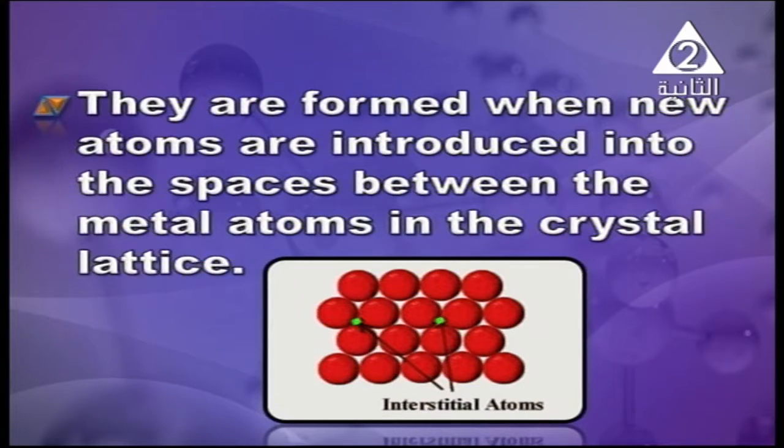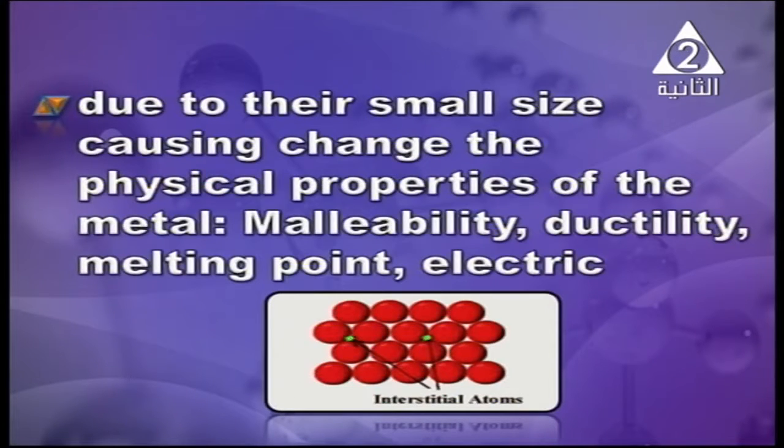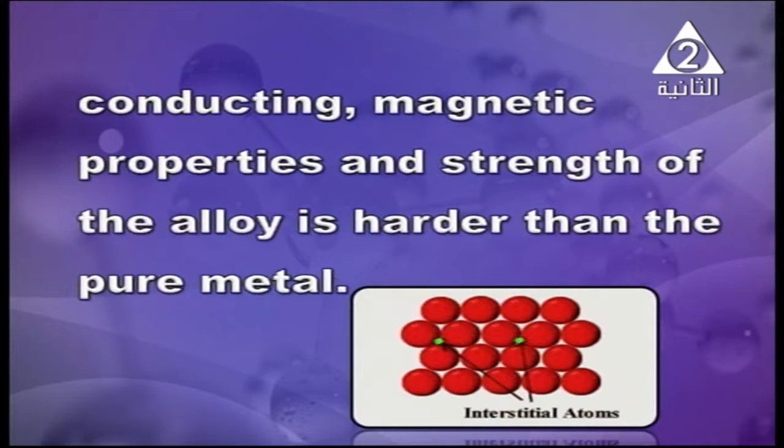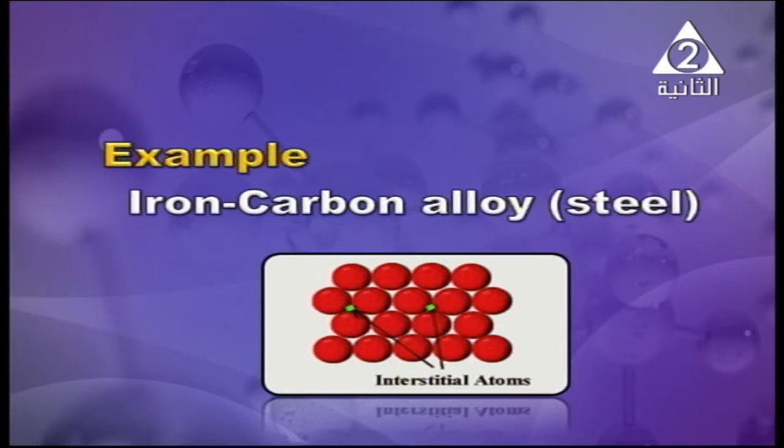This type of alloy is formed when new atoms are introduced in the spaces between the metal atoms in the crystal lattice, and due to their small size, they cause a change in the physical properties of the metal, such as malleability, ductility, melting point, electric conductivity, or magnetic property, and the strength of the alloy; it will be harder than the pure metal. The example for interstitial alloy is the iron-carbon alloy, which is called steel.